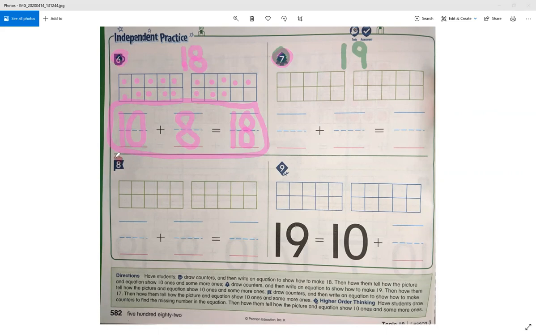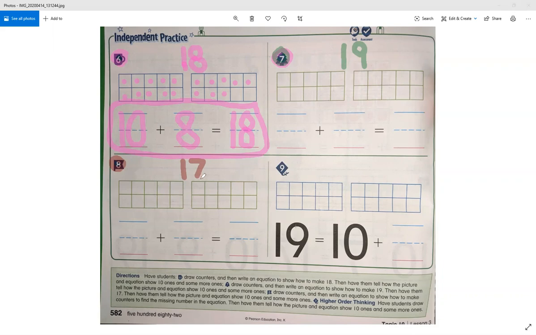All right, let's do 8 together. So y'all already did 7 all by yourself. So I can't wait to see your answers. All right, number 8, draw counters, then write an equation to show how to make 17. So we are making 17. You do not have to draw these 10 frames for this one.